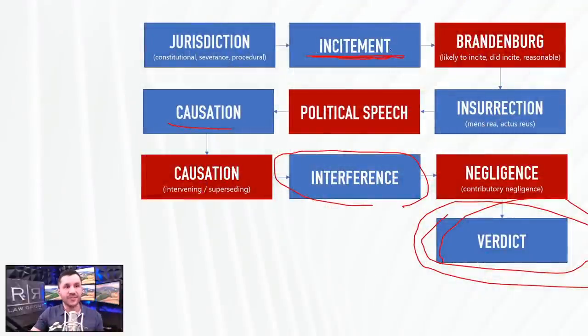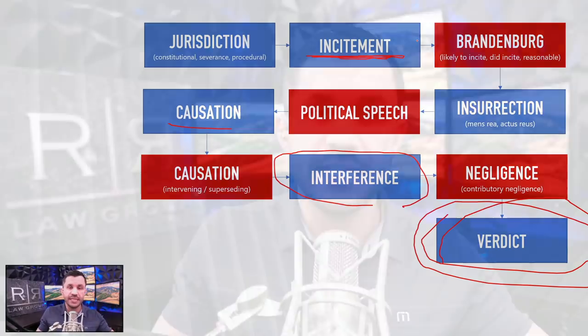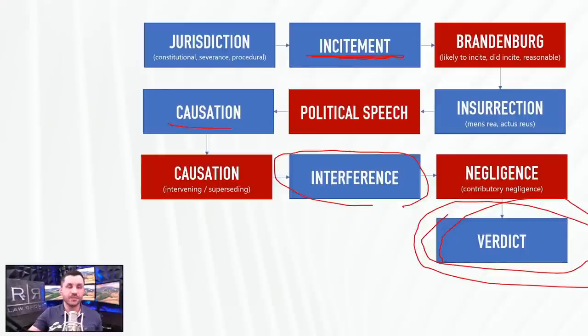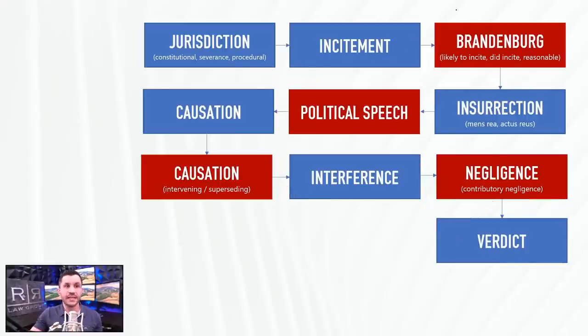But you also have to consider what some of the defenses are. So let's break this down again. You have to have incitement of something, okay? Incitement by itself is something that leads to some other action. Yesterday, we talked about the Brandenburg test. And on this flowchart, in red, these are the defenses. So if you're Donald Trump's defense team, you would bring this up in response to this.